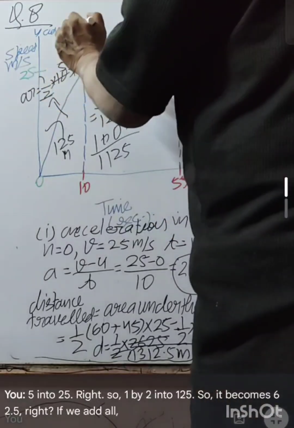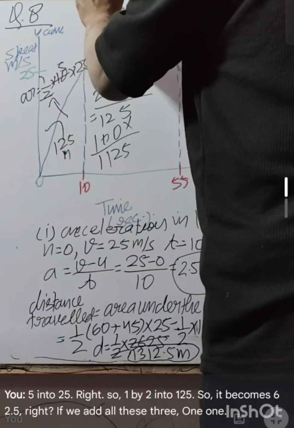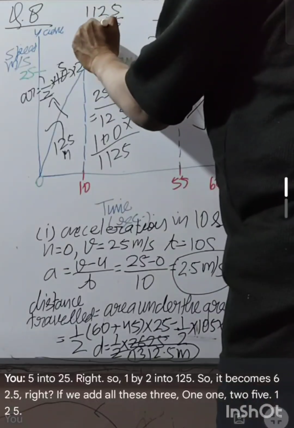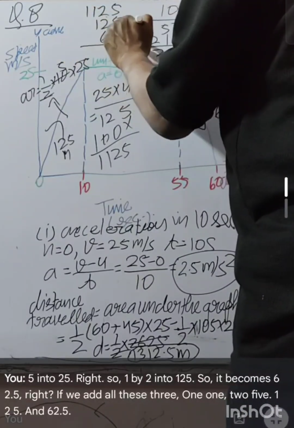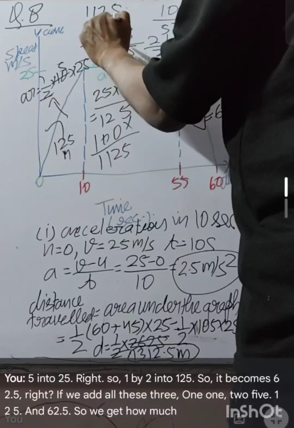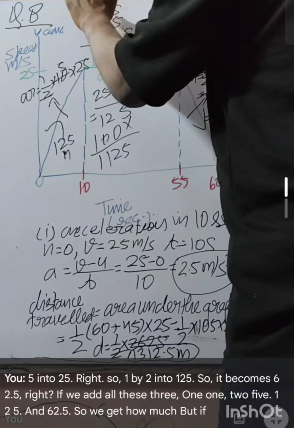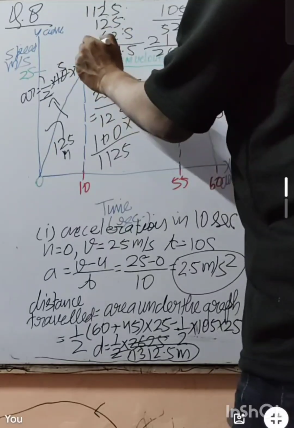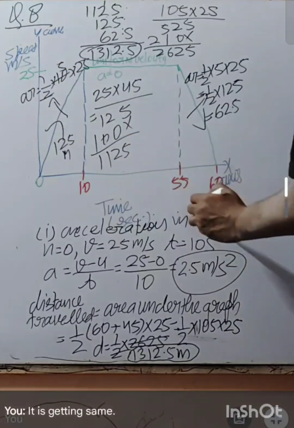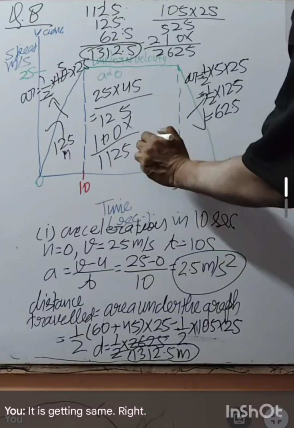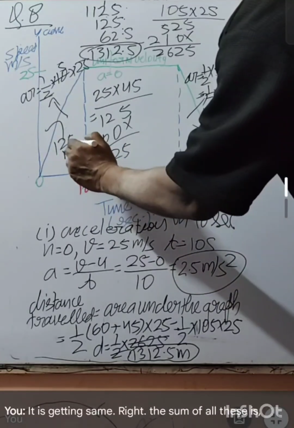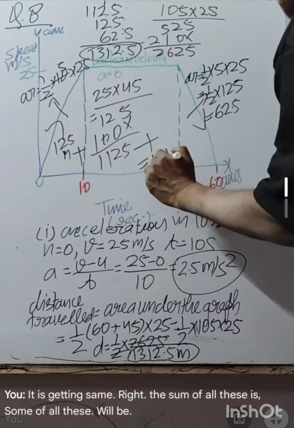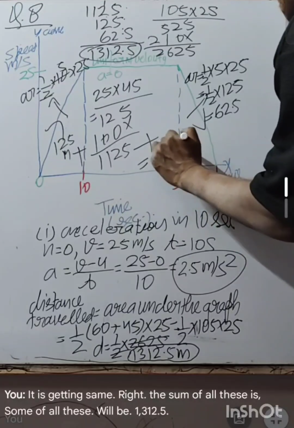If we add all these three, 125, 125 and 62.5, so we get how much? It is getting same, right? So the sum of all these will be 1312.5 meter. Done?